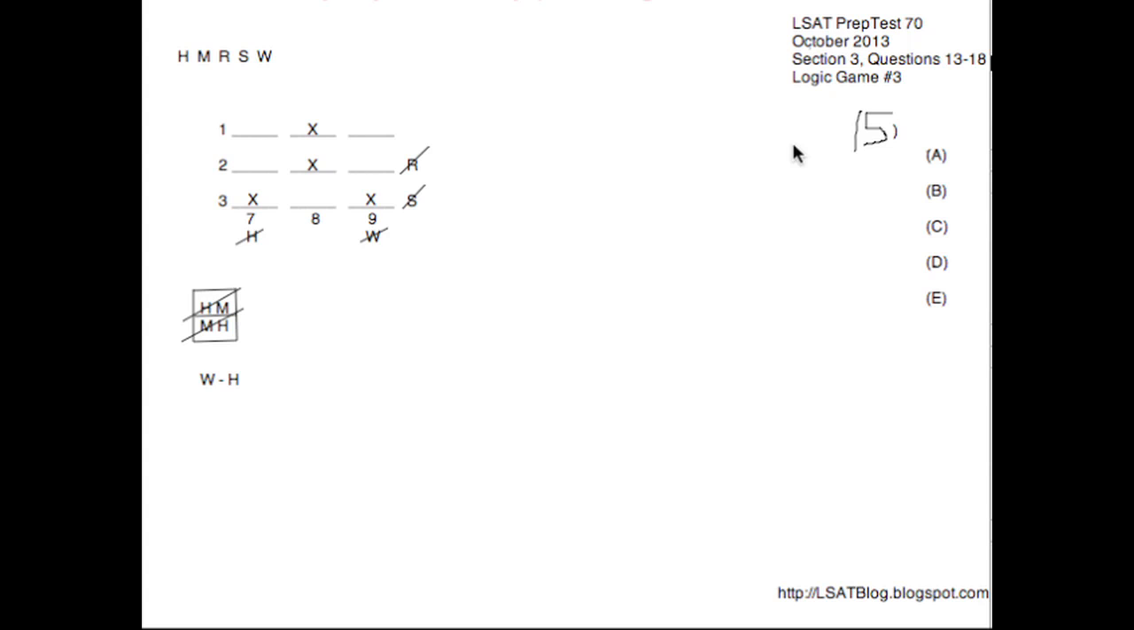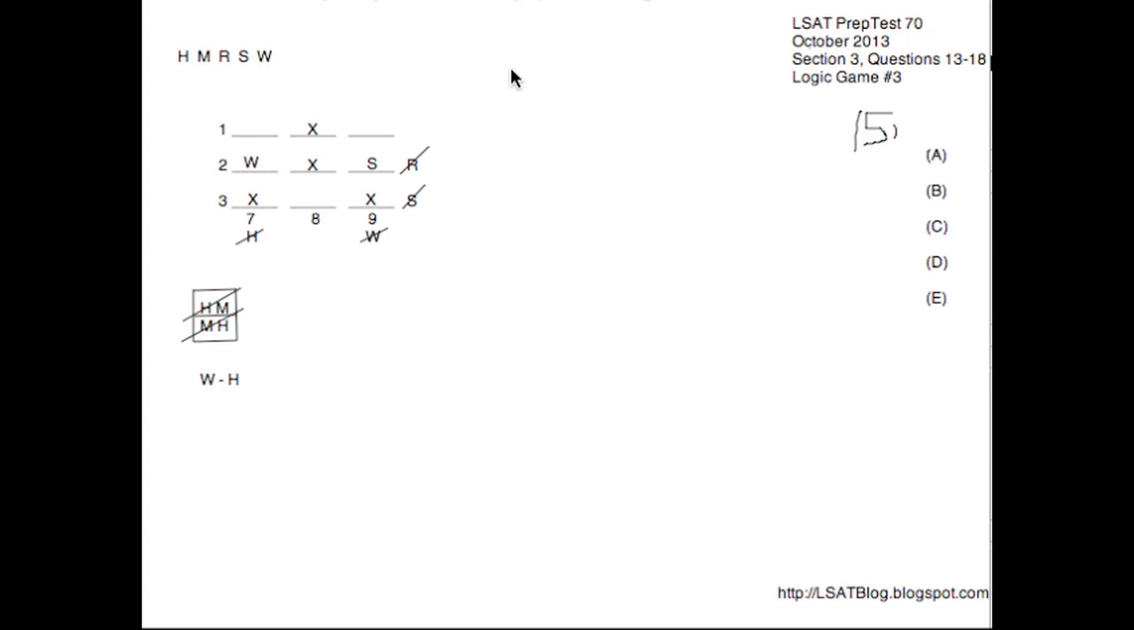Next, number 15, if W and S were on the same screen, what could be true? So first of all, there are 2 different ways this could play out. We could either have WS on 1 or WS on 2. However, WS on 1 doesn't work out, and here's why. If we put WS on 1, the fact that R cannot be on 2 forces it on to 3, leaving M and H to go on 2 together, but that's not allowed. So therefore, we're not going to have WS on 1, we're going to have WS on 2.